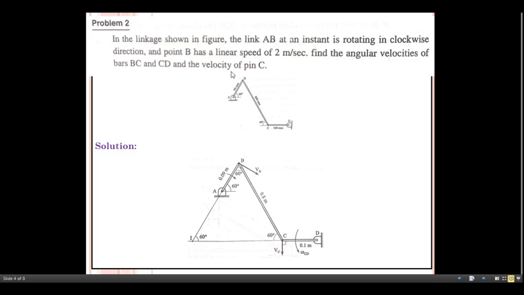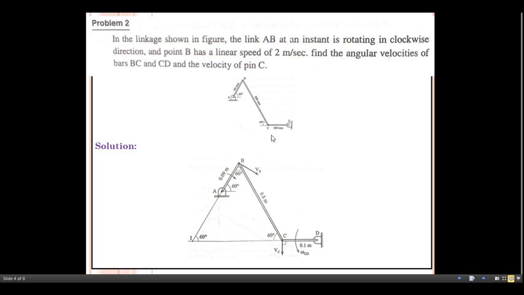Whatever the linkage mechanism or diagram is given, you have to redraw that diagram in this way. Just focus on this original diagram, which is drawn here. Now see the information: the link AB at an instant is rotating in clockwise direction. So this will rotate in clockwise direction, already shown here.